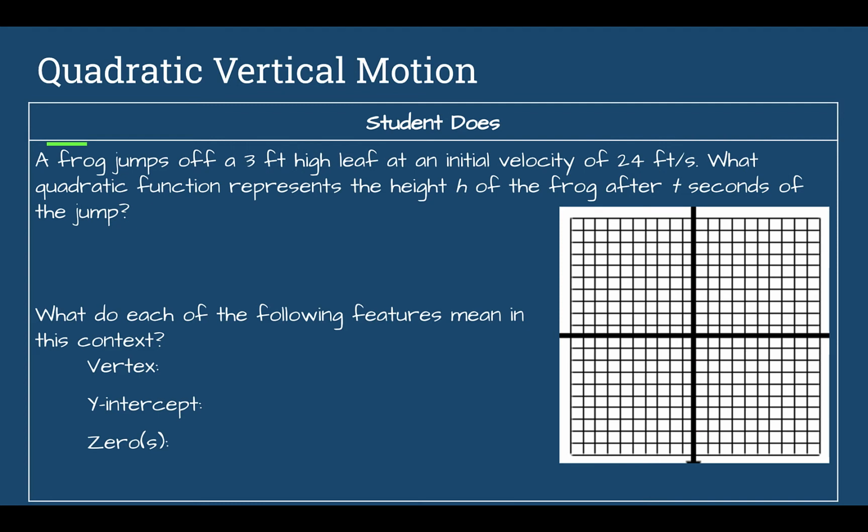Now it's your turn. Pause the video, write the function for the frog jumping off a leaf, and interpret what each of the following features mean in context.